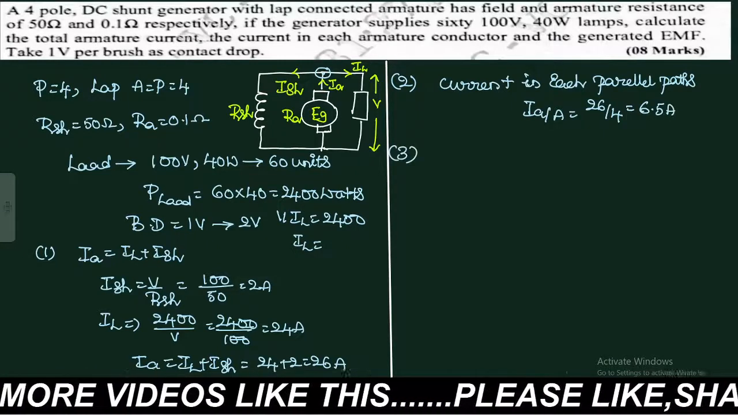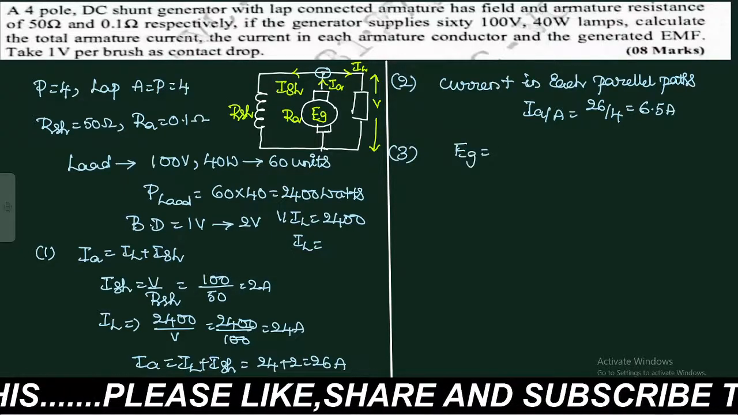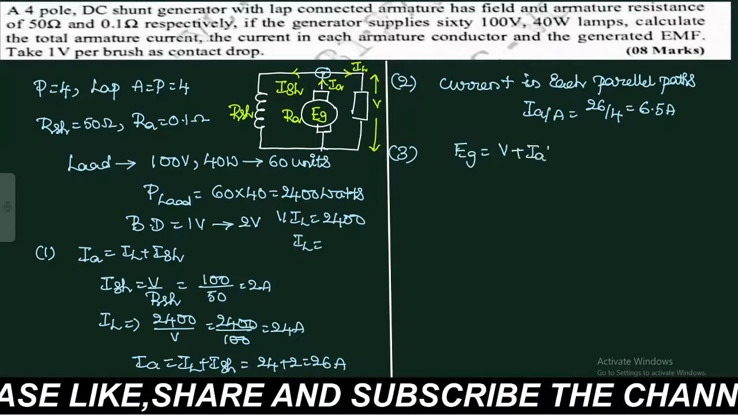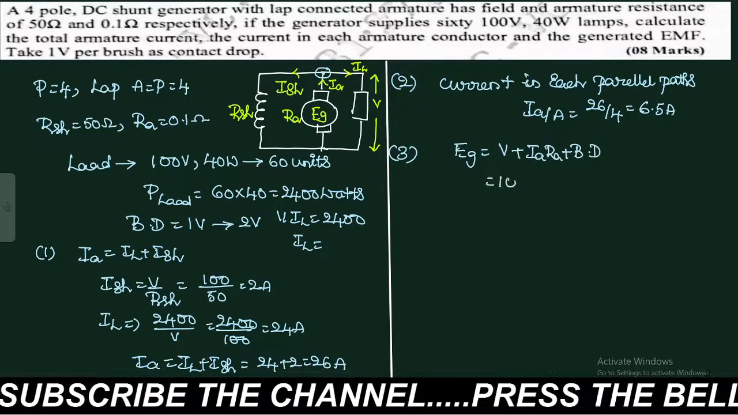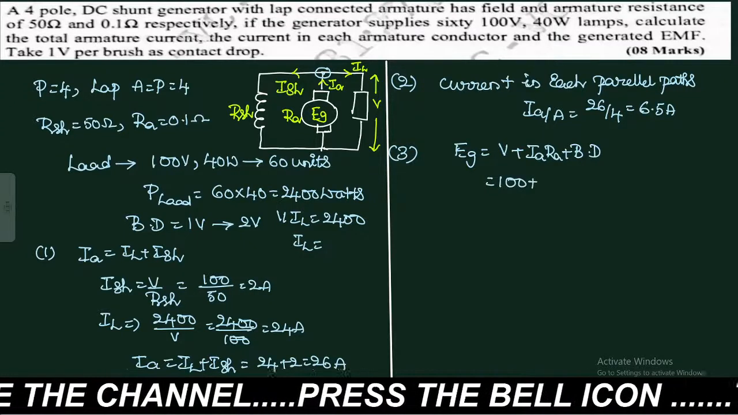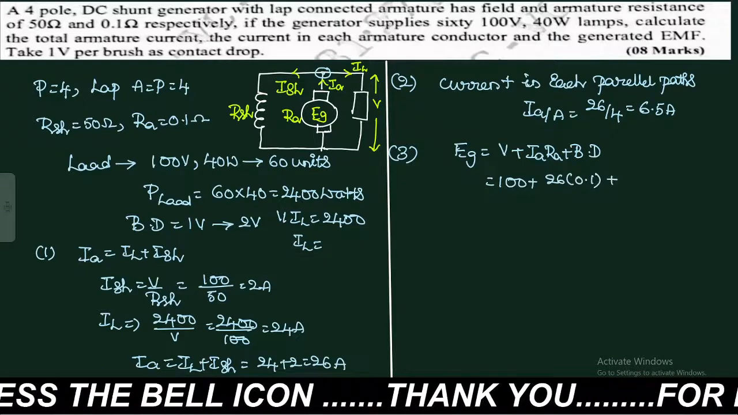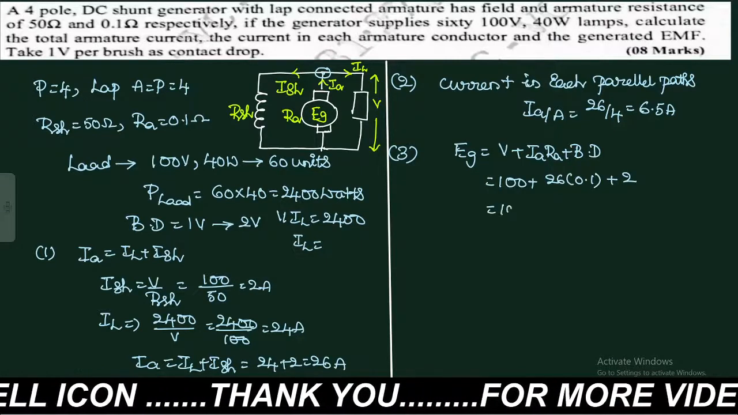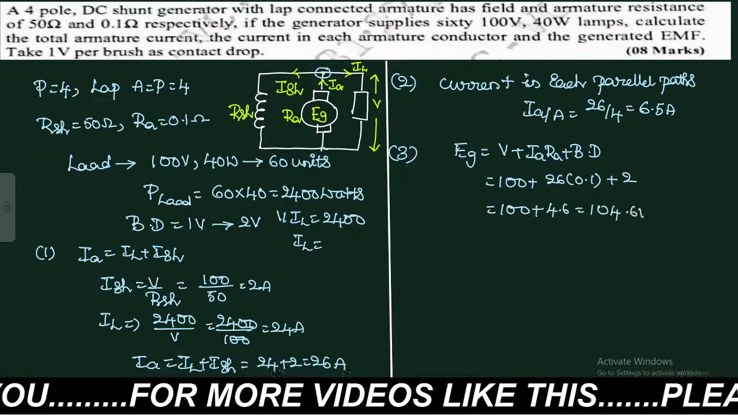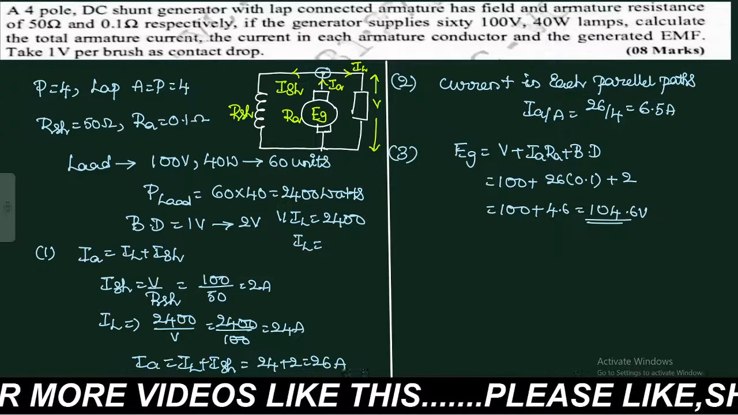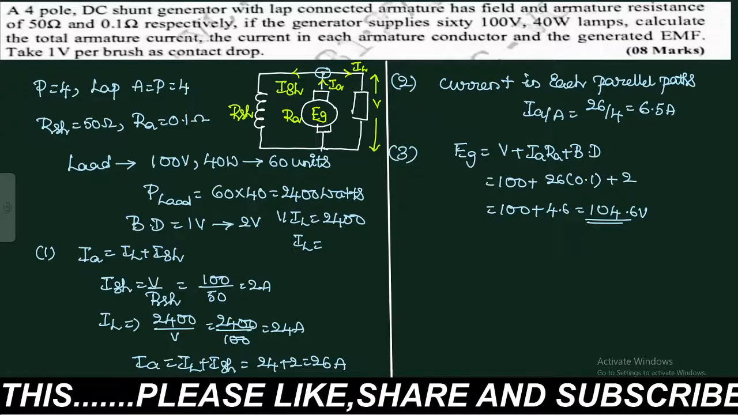The third question is, what is the generated EMF? The EMF generated, EG, is equal to V plus IA RA, and the brush drop is also given, so you have to consider the brush drop also. V is 100 volts, IA is 26 into 0.1 armature resistance, plus brush drop of 2. So 100 plus 4.6, that is 104.6 volts, is the total EMF generated. A very simple, repeated question.